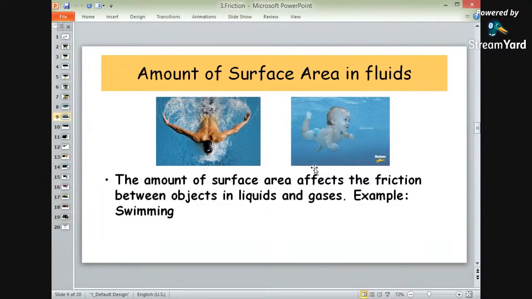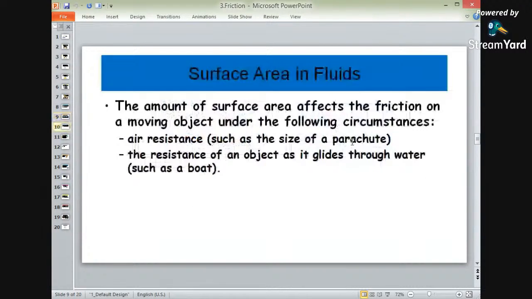Again, there is an example for the surface. The amount of surface area affects the friction between objects in liquid and in the gaseous state. So when the weight of this body is more, the frictional force increases. When the weight of the body is less, the frictional force will be less. Okay, in the case of fluids, again surface area matters. The amount of surface area affects the friction on a moving object under the following circumstances: air resistance, such as the size of the parachute, and the resistance of an object as it slides through water, such as a boat.